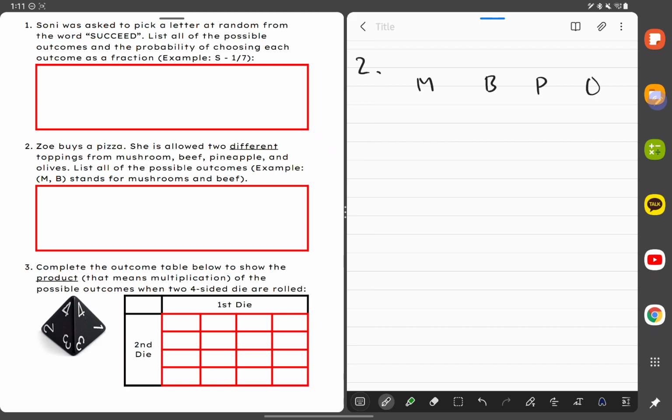Right. Now, listing all the outcomes like this, and we're choosing 2, we can. I'll make this longer.